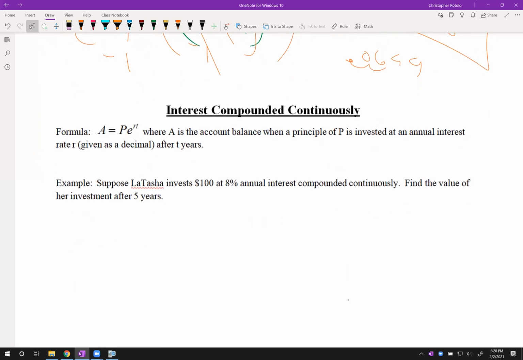All right. You may also be familiar with Pert, right? The account balance, and the principal is invested. And we're using e here. Remember, that's just short of 3. So r is given as a decimal again, and that's the rate, and t is the number of years.